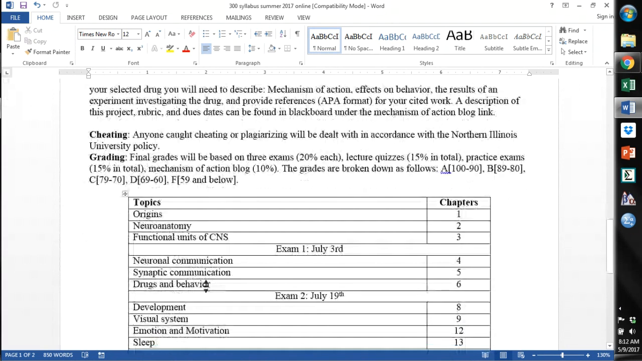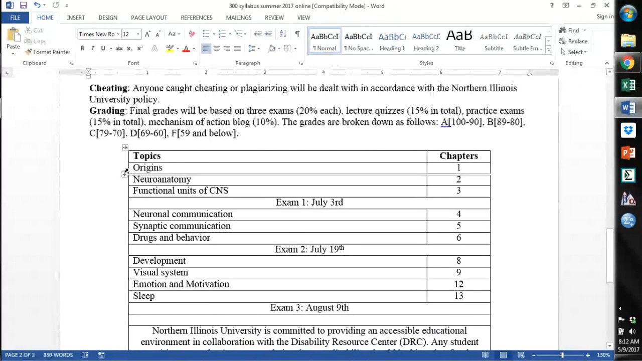So to go through what our schedule is for this summer, we know that our first unit will have 3 chapters. So Origins will be chapter 1. That's where we discuss a little bit of the origin of brain and behavior, some of the evolution topics. Neuroanatomy, there's going to be 2 lectures for that, discussing different brain structures and their function. And then we'll get down to some of the microscopic level of neurons and glial cells, these functional units of the central nervous system. So these all represent 1 unit, and they'll be due July 3rd.